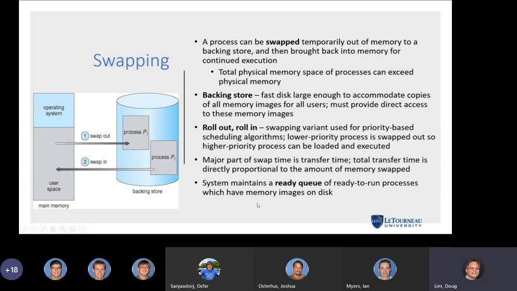So the system maintains a ready queue of ready-to-run processes which have memory images on disk. So there we can see, as part of the PCB, the process control block would be the location of the swapped out memory.